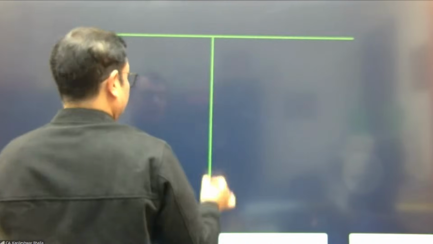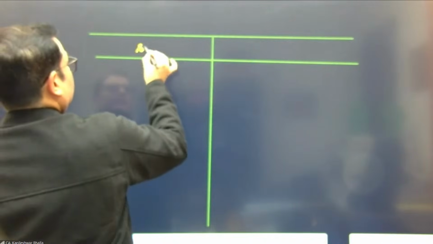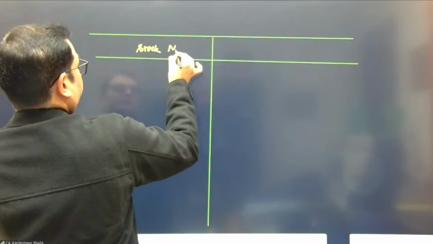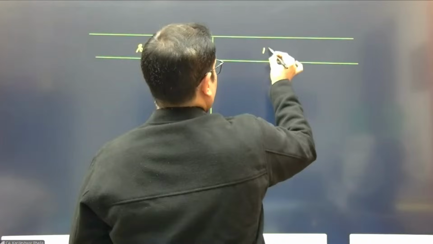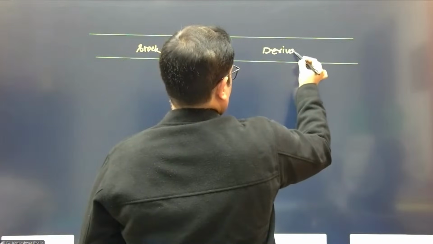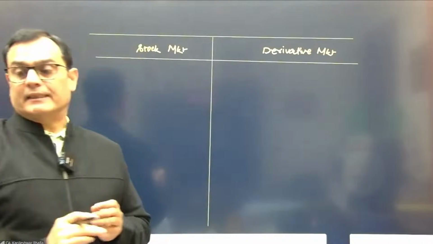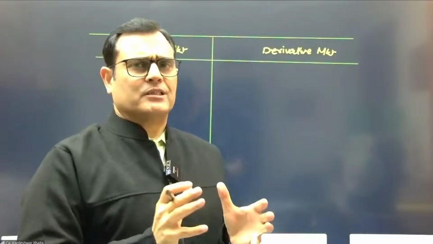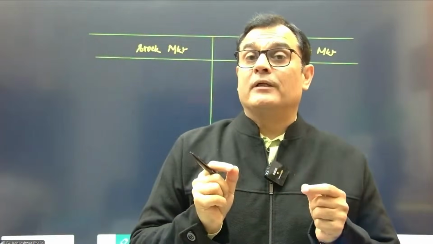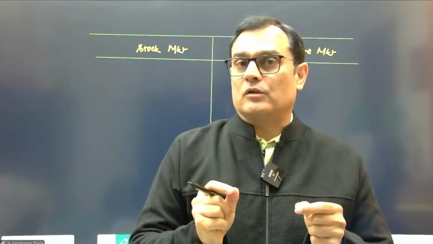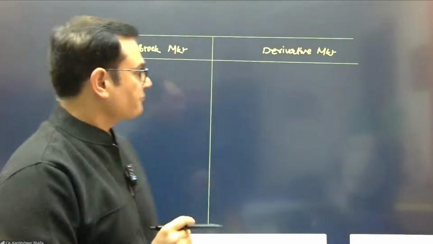Let's first give you some insight on the derivative market so that we are able to understand and appreciate the logic as well. So let's take a small example. Let's say this is the stock market, and let's say this is the derivative market. So we've got two markets. One is the stock market and one is the derivative market. Let's look at the example carefully, and you'll get the concept of hedge effectiveness also with this example.